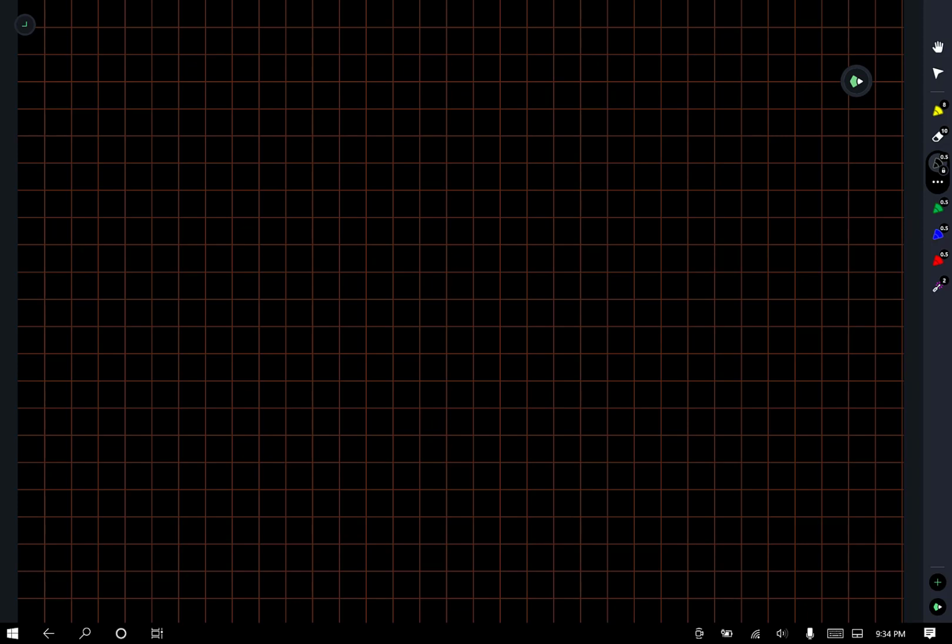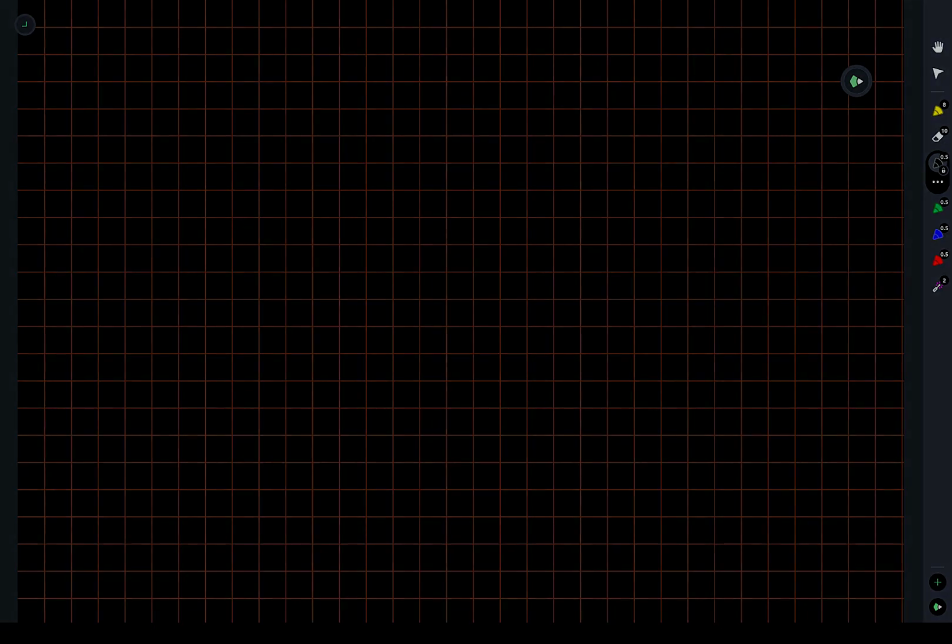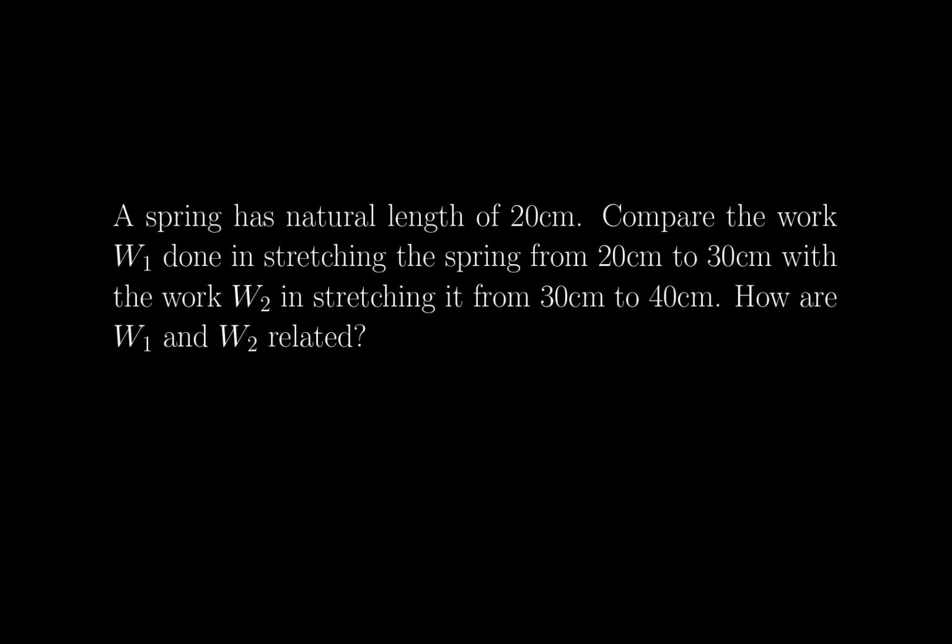Hello everyone, let's take a look at our next problem. A spring has natural length of 20 centimeters. Compare the work W1 done in stretching the spring from 20 to 30 with the work W2 done in stretching it from 30 to 40. How are W1 and W2 related?